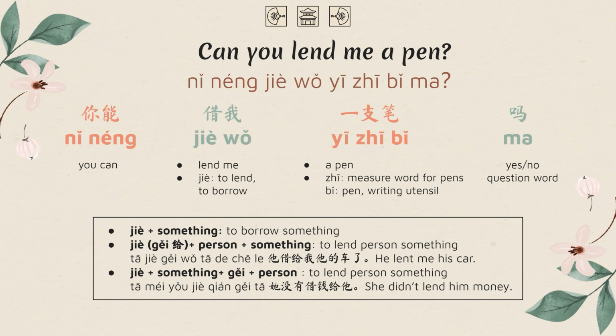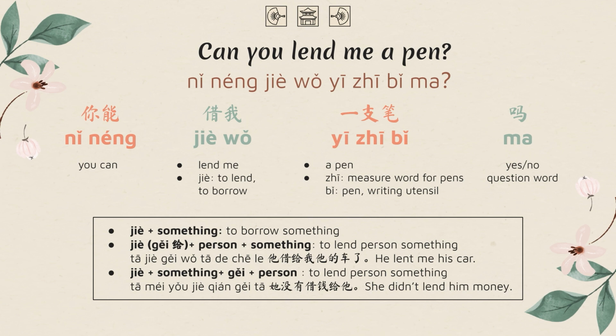We have an example here. 他借给我他的车了。He lent me his car. 借给我 to lend me. 车 means car. Another way of saying this is to drop the 给: 他借我他的车了。And you could also put 给 person at the end, after something. 借 something 给 person.